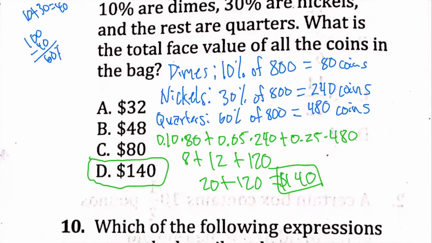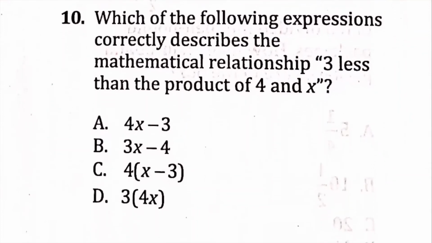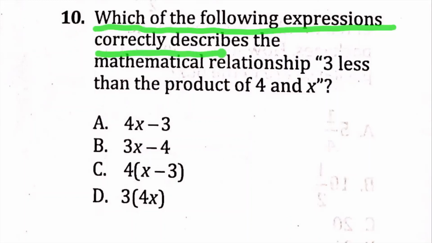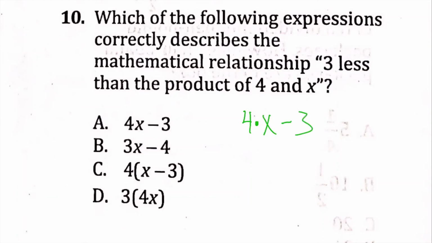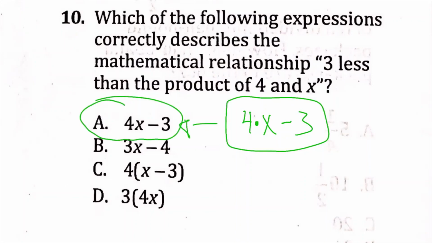All right, let's go to the next one. Which of the following expressions correctly describes the mathematical relationship 3 less than the product of 4 and x? So if you remember, we always start backwards. Product means multiply, 4 times x, and then 3 less, so 4x minus 3 is 3 less, which is A. Final answer.